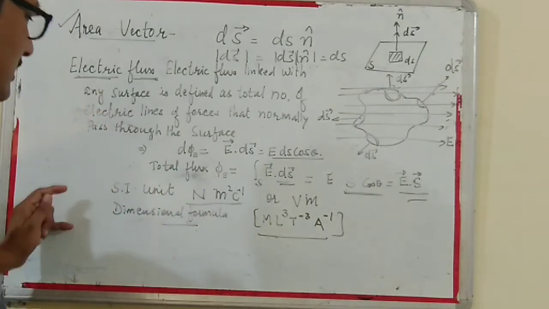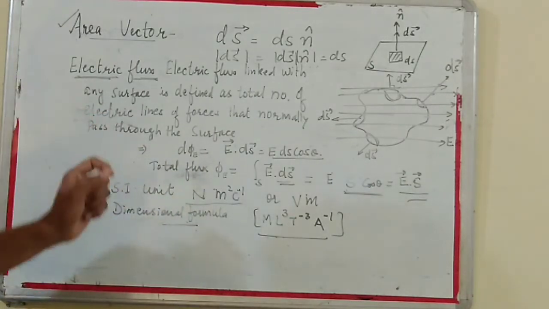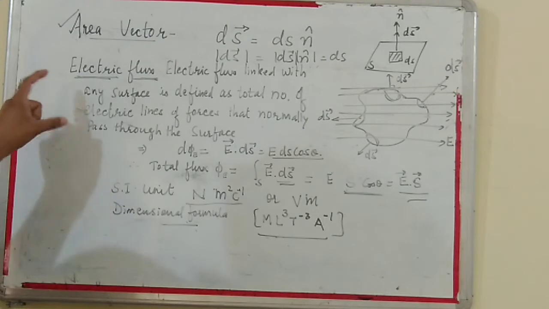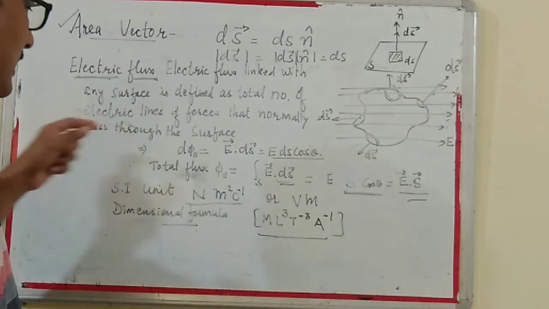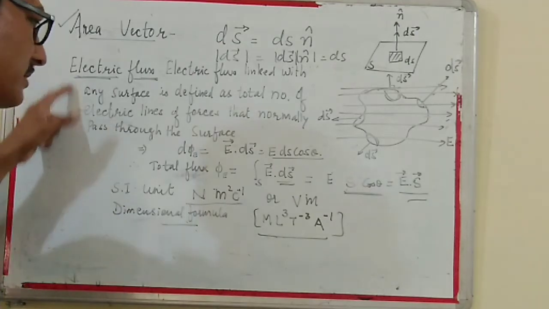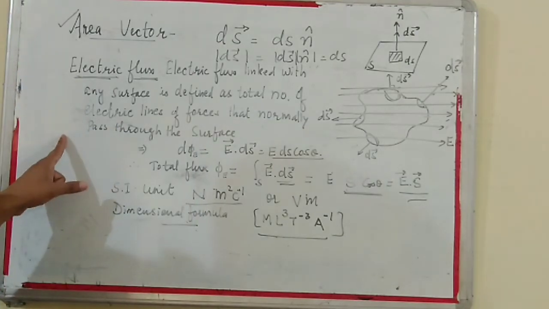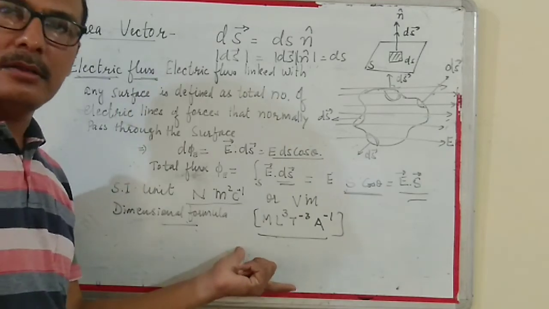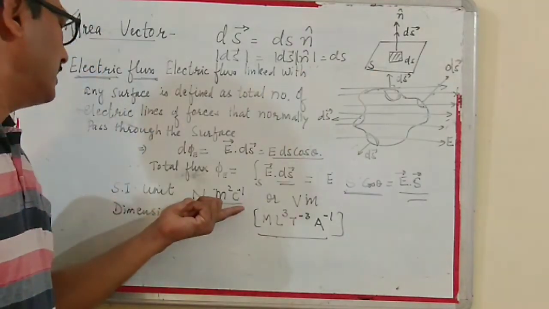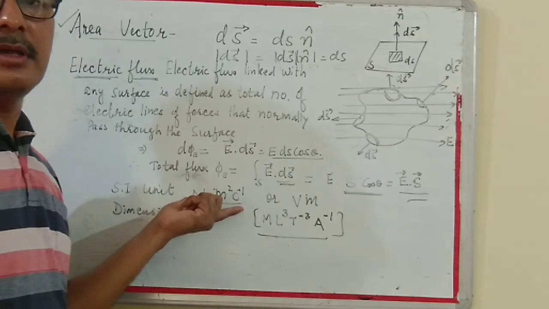So remember this, because this question is important for Gauss's theorem as well as for exams. It is a 2 marks question. Either the dimensional formula is asked in an MCQ, or the SI unit. This is the important one.